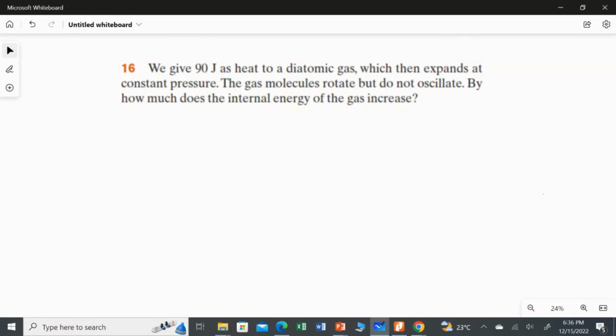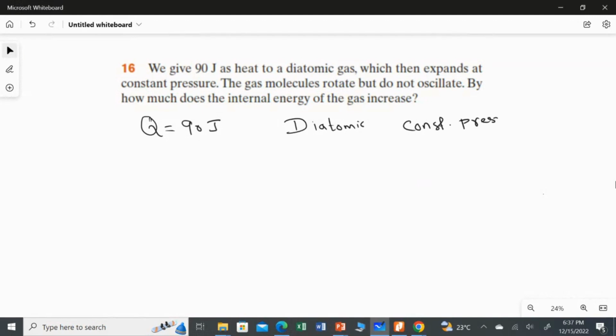So here they mention the gas is a diatomic, and the condition they mention is constant pressure. And by using the value of the heat as 90 joules, we are going to find the change in internal energy of the gas. So let's rewrite what is given in the question. In the question, they mention only the heat, which is 90 joules, right? And what is the gas? This is diatomic, right? And what is the condition?